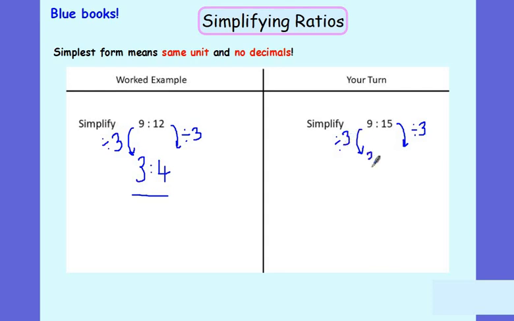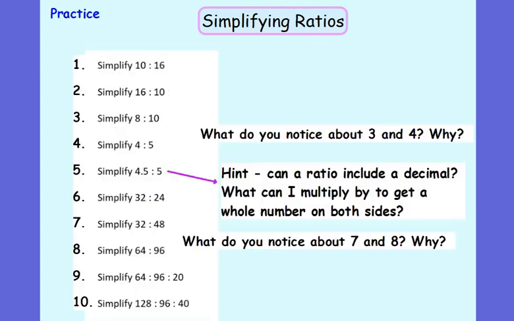Which is going to leave me with 3 to 5 as my simplest form. I can't divide it any further, otherwise I'll get a decimal. Over to you, Year 8.